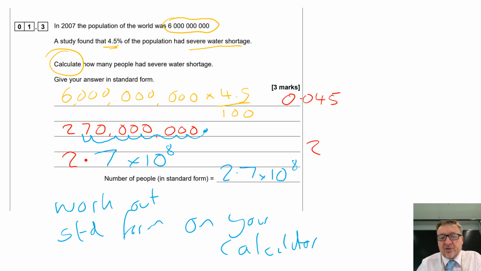Right, there will be a button somewhere that converts between big long numbers like that and standard form, and you need to know what it is, because how easy would that be otherwise?